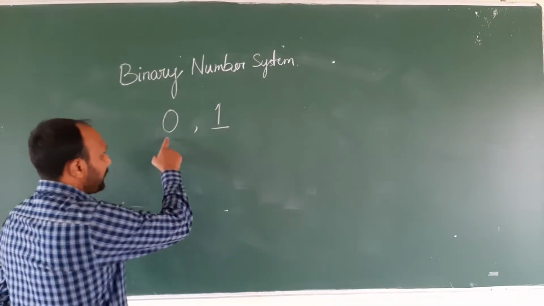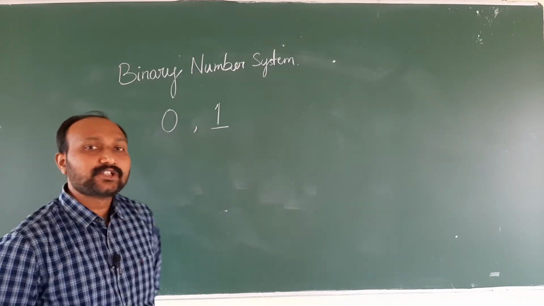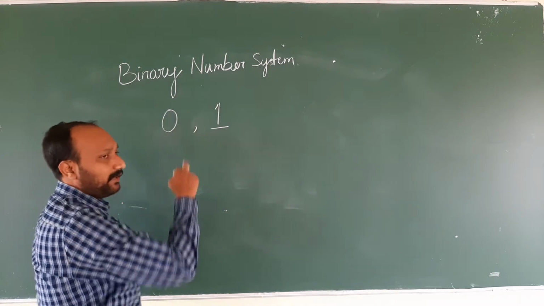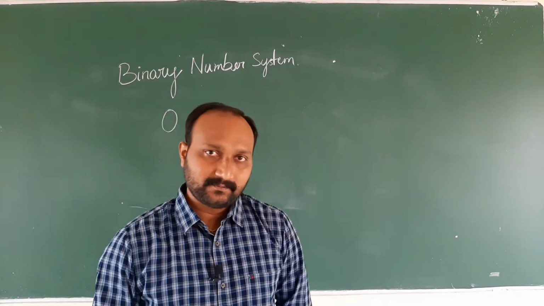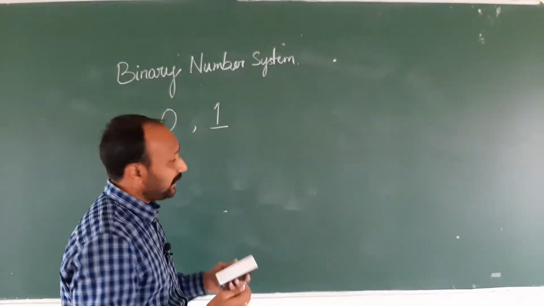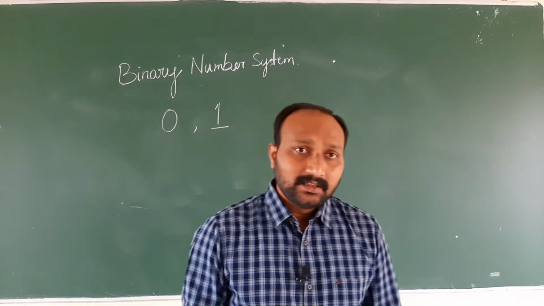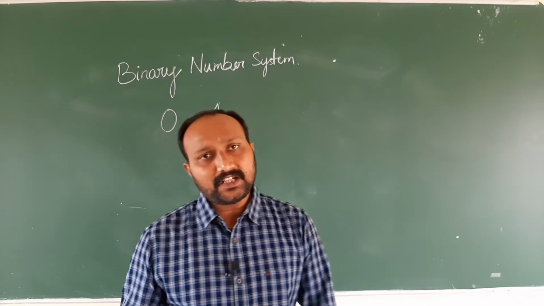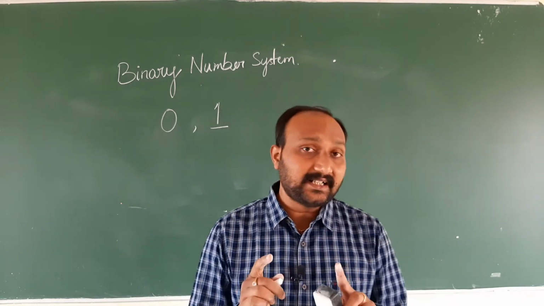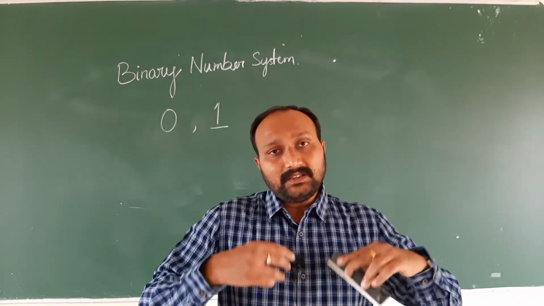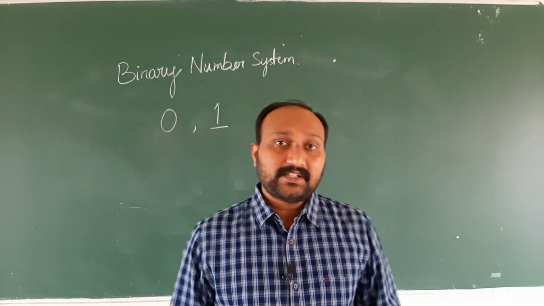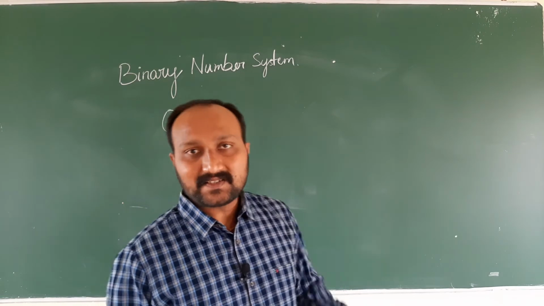Here 0 indicates false and 1 indicates true, or 0 indicates low signal and 1 indicates high signal. As we know, the computer can work with different types of data. It can be text, audio, or video, but it can understand only zeros and 1. So whatever data is fed to the computer needs to be translated in terms of zeros and 1. That is why we need to study the binary number system.